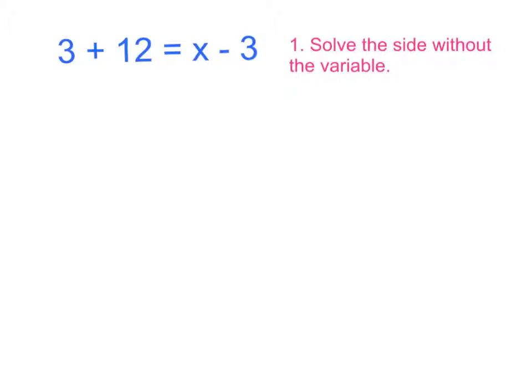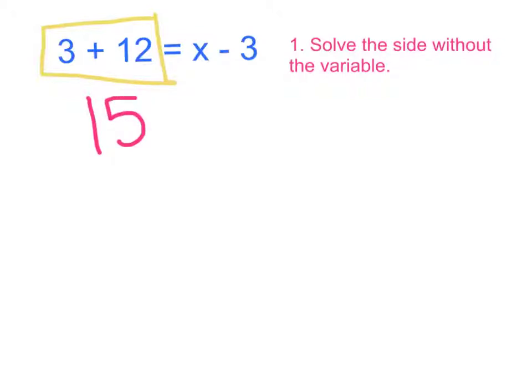Regardless if you have an x or a box, the first step in order to solve an equation or an equality is to solve the side without the variable. In this case, the side without the variable is the left side of the equal sign. Okay? So 3 plus 12, that's pretty easy. We can solve that mentally. The answer here is 15.